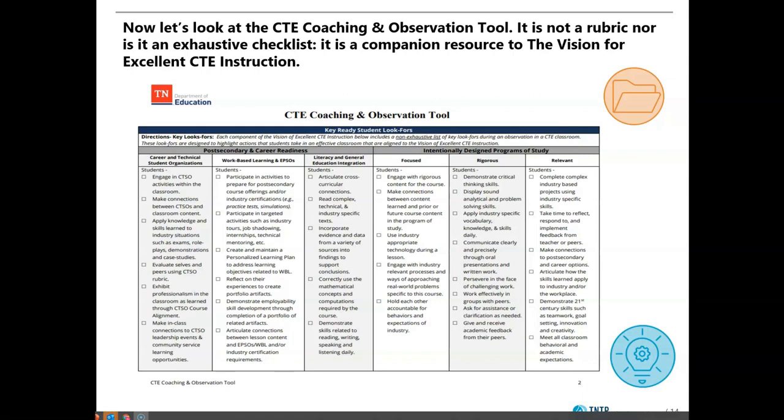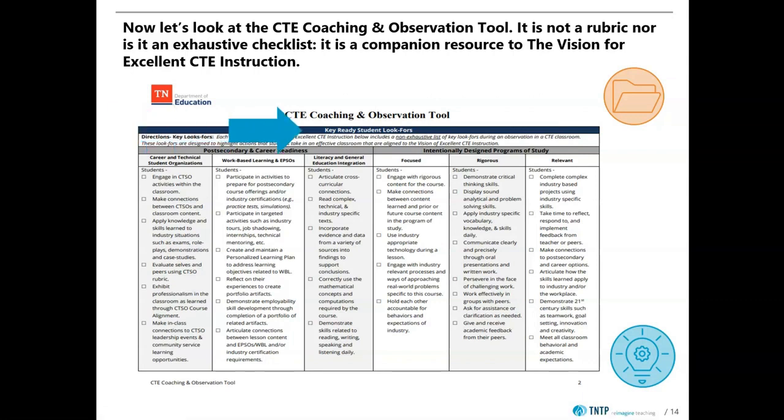This should be used as, and is, a sorted sample list of both student and teacher actions. And the arrow is pointing to that space where you can see that the first page is for students. And you'll notice in your document that the second page is for teacher look-fors. So we are going to spend most of our time in these two columns under focused and rigorous look-fors.